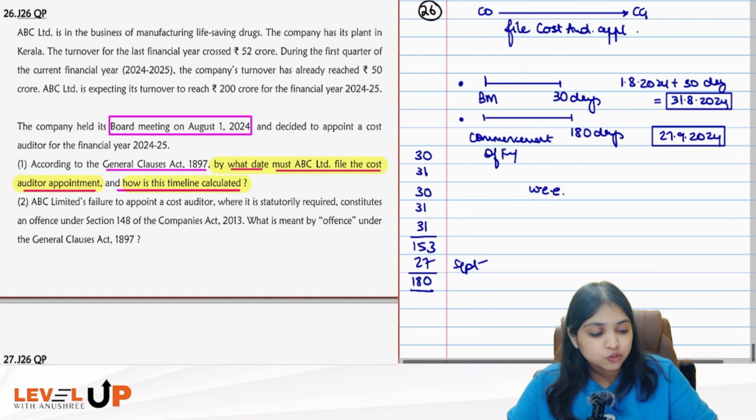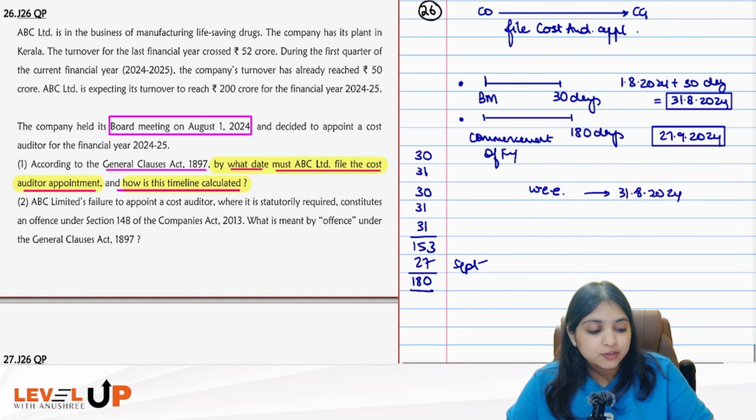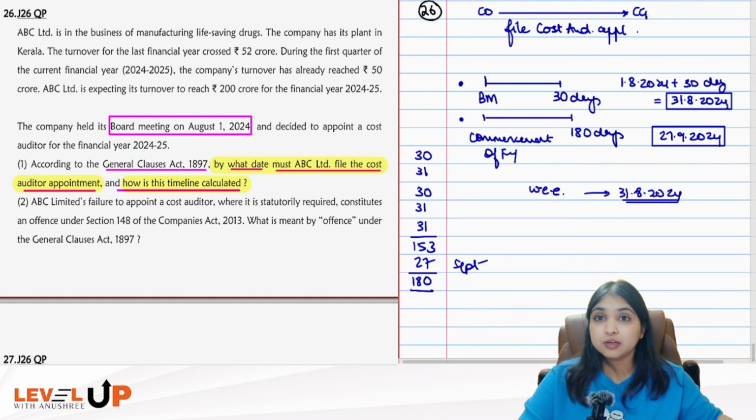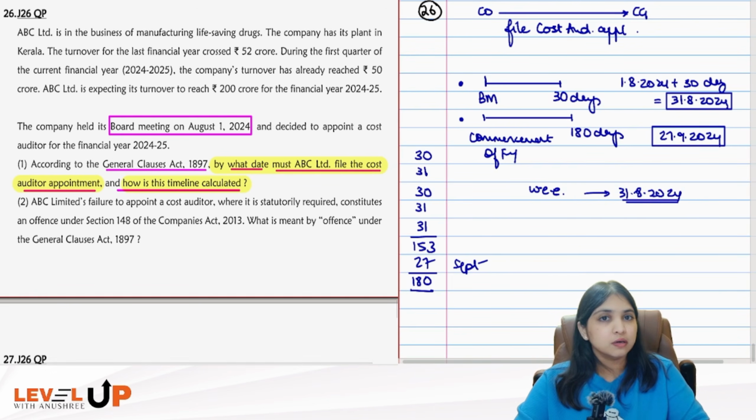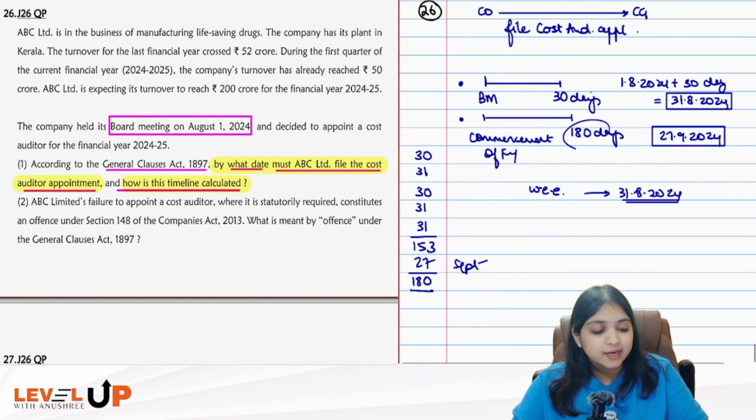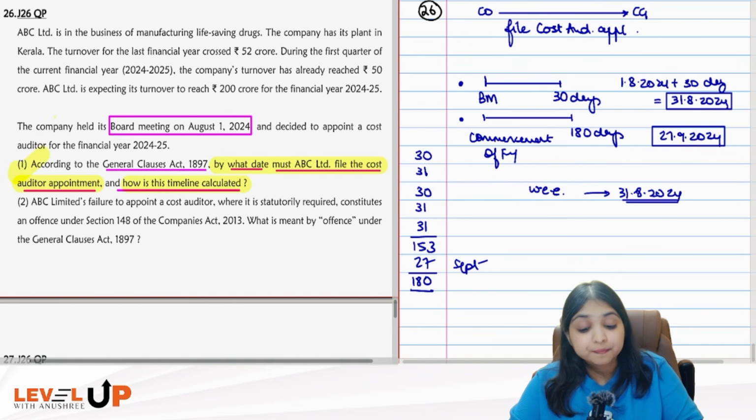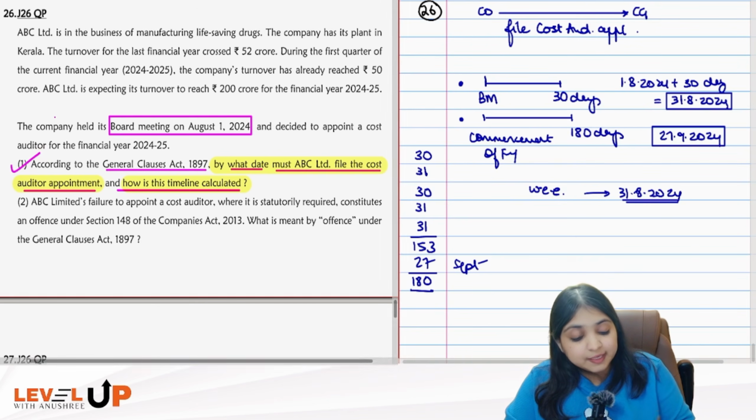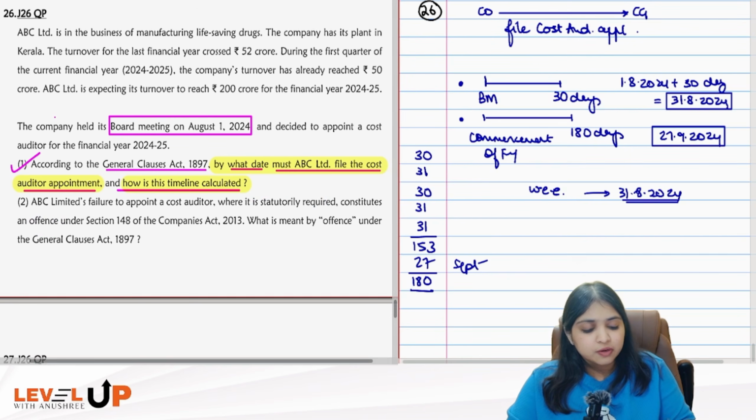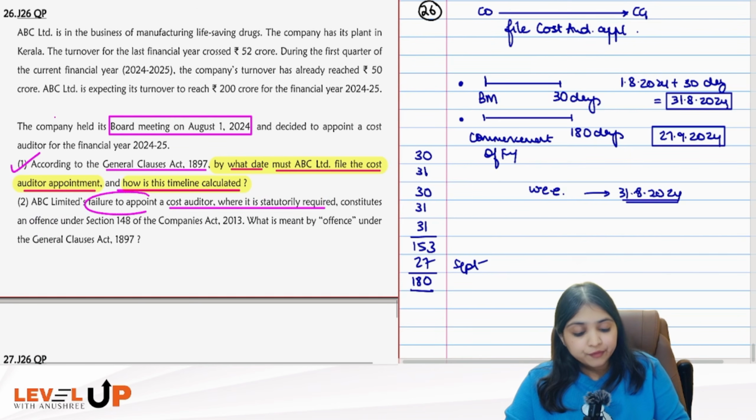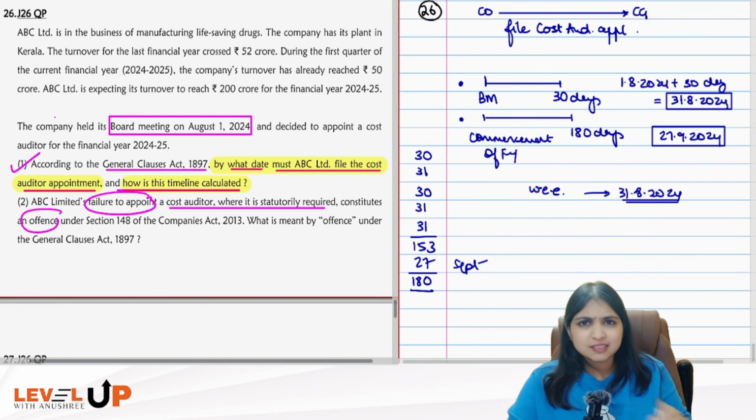So out of these two dates, which is the earlier date, 31st August 2024. So by 31st August 2024, we are supposed to inform the central government about the appointment of the cost auditor. Okay. So 30 days from the board meeting or 180 days from the commencement of the financial year, whichever is earlier, which over here is 31st August 24. Then they are asking us ABC Limited's failure to appoint cost auditor where it is statutorily required constitutes offence. Yes, if cost auditor is required, but if we fail to appoint cost auditor, it will become an offence, definitely.